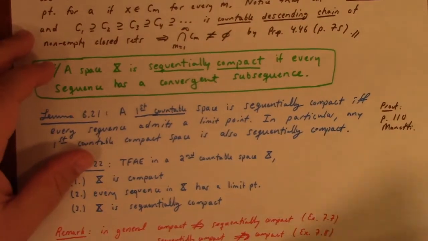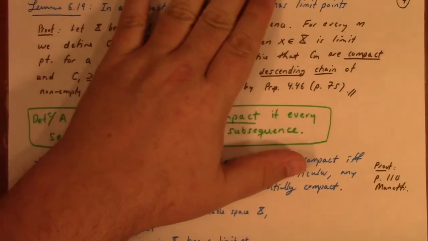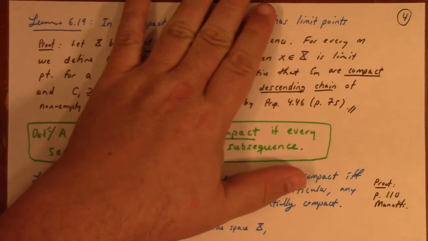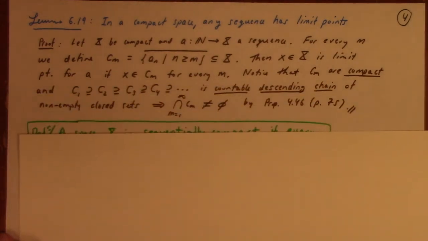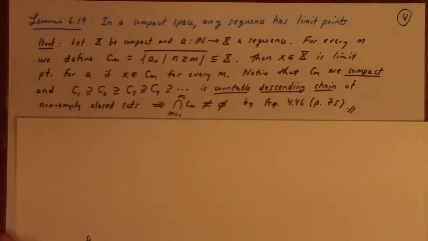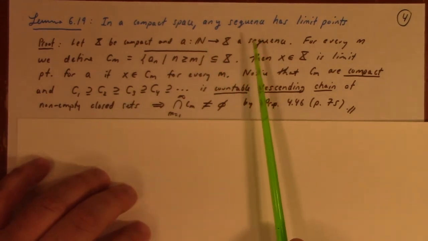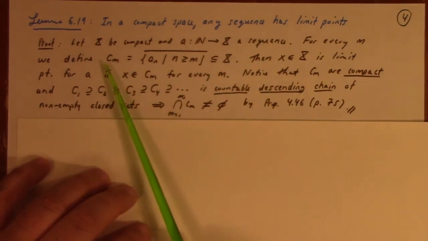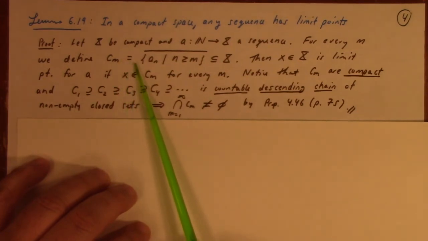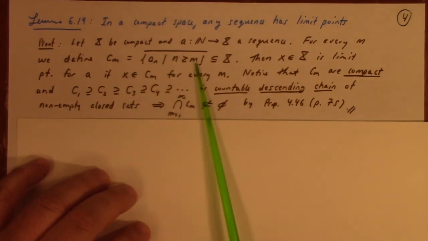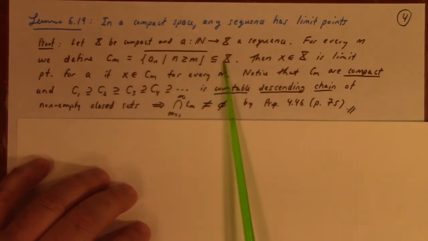So continuing our tour of sequences in topological spaces. Let's see, what else can we say here? In a compact space, any sequence has limit points. And here's the proof, which I thought was interesting enough to include. Let X be compact and A a sequence, okay? For every m, we can define C_m to be the closure of the tail of the sequence, right? And so that's a closed set. It's a subset of X.